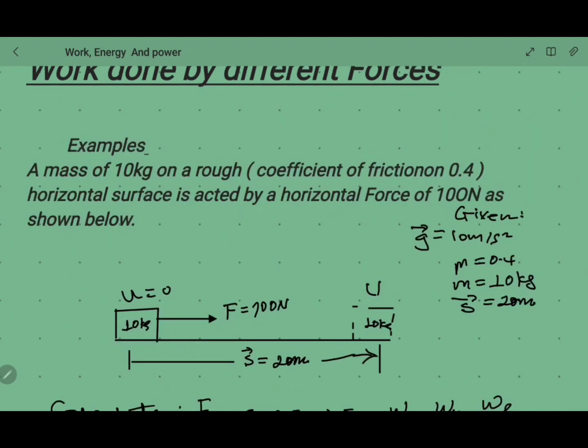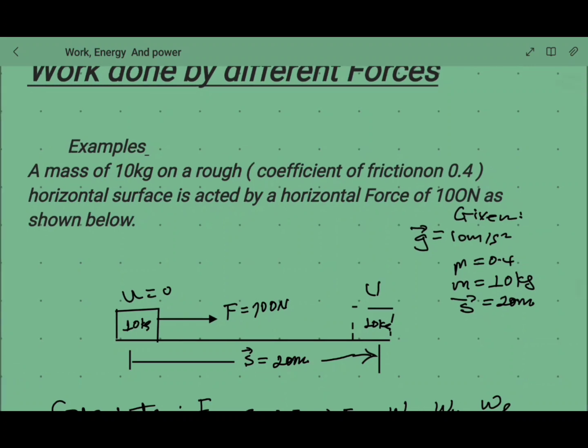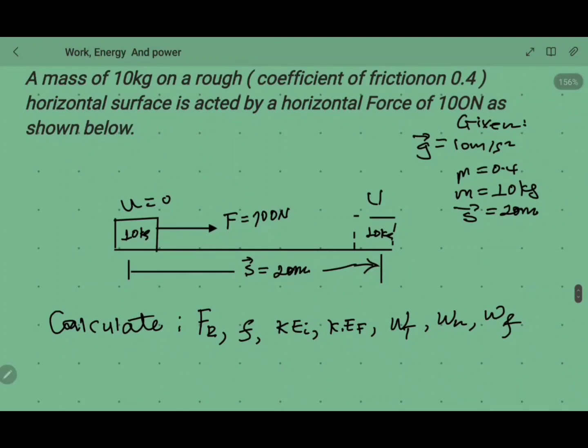Example: a mass of 10 kilogram on a rough surface, coefficient of friction 0.4, on a horizontal surface is acted on by a horizontal force of 100 Newton as shown below. This is the mass, 10 kg. The 10 kg mass is acted on by a force of 100 Newton, and the initial velocity is 0, meaning initially it was at rest. After the application of this force, the mass starts to move and comes to this point, a displacement of 20 meters, and it is going to have some final velocity v. We will find the velocity later on.